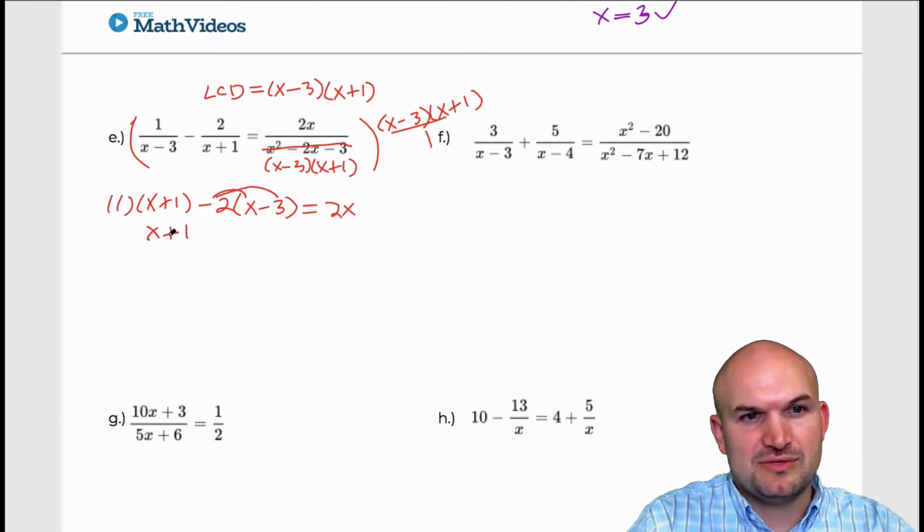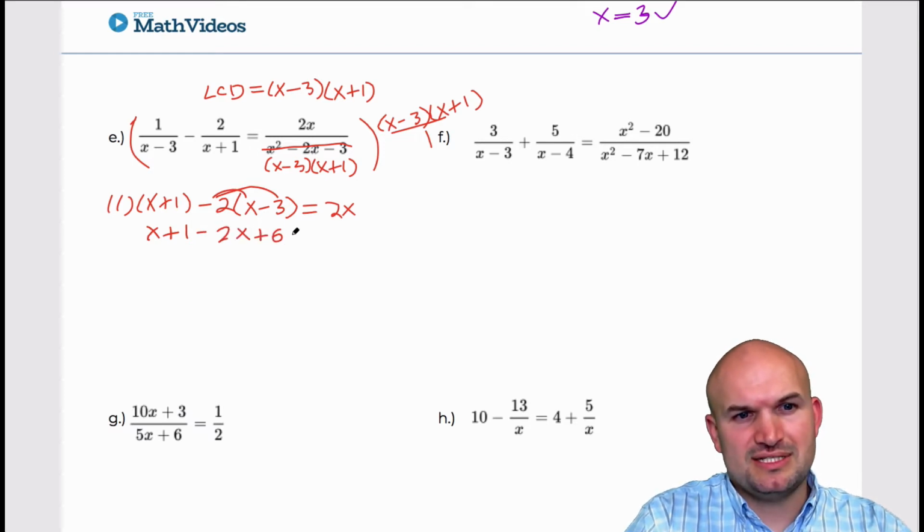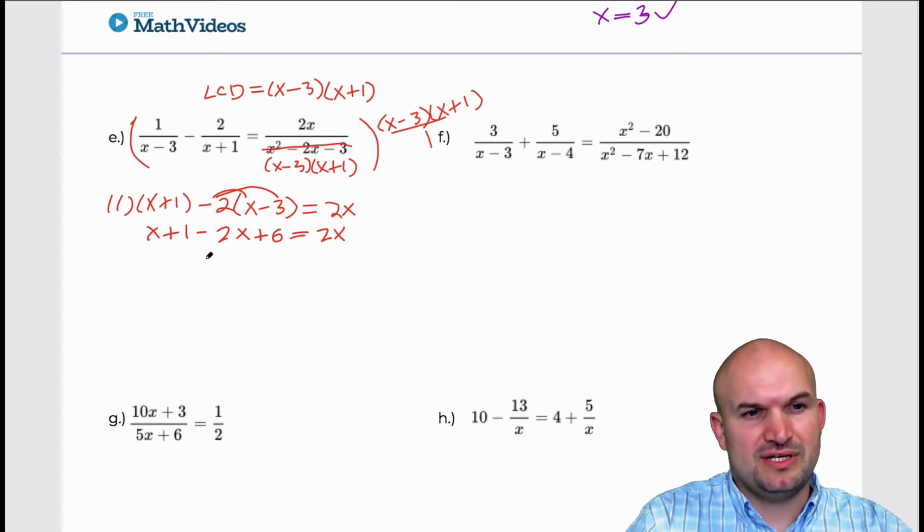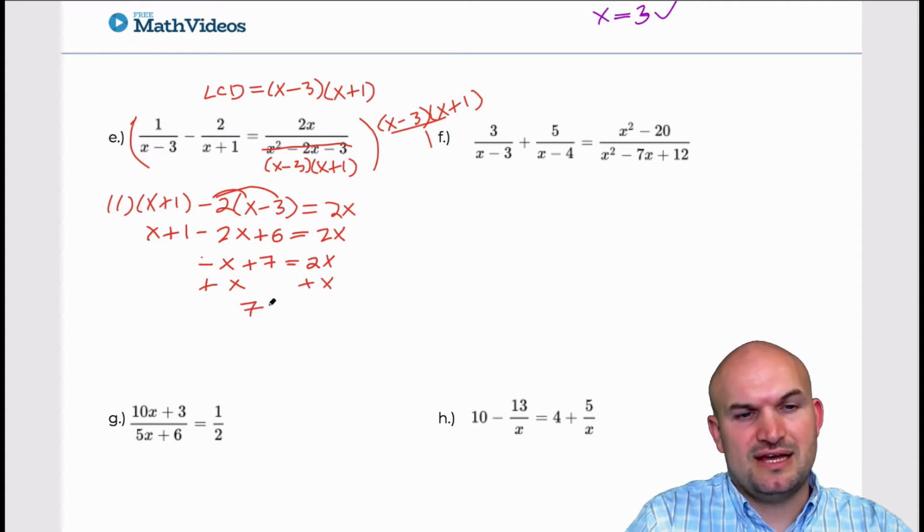Okay, so now I can simplify this by applying the distributive property. So I'm left with x plus 1 minus 2x plus 6 equals 2x. So therefore, this becomes negative x plus 7 equals 2x. Add an x, 7 is equal to 3x. Divide by 3, switch it over, x is equal to 7/3.